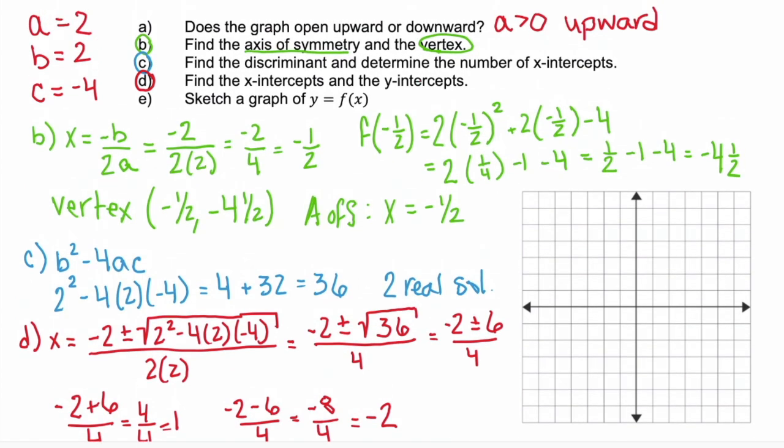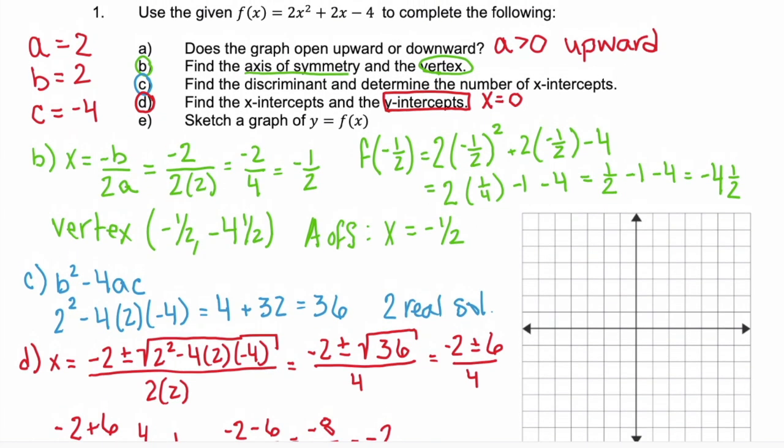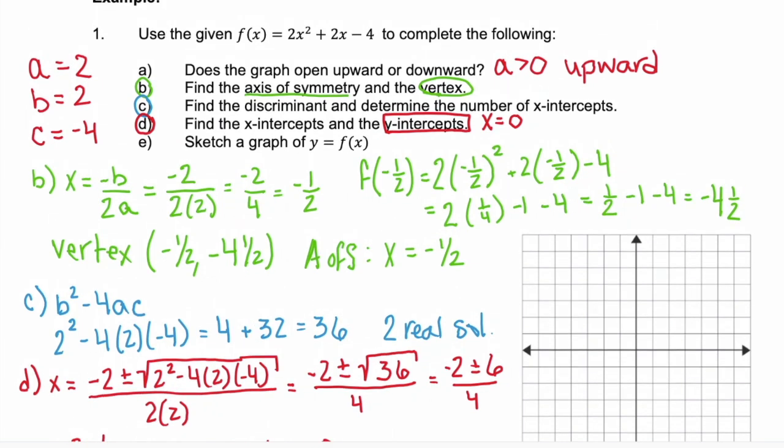Now, solving for the y-intercept. Remember, y-intercepts happen when x equals 0. So if I scroll back to our original function, if we solve this function for f of 0, we get 2 times 0 squared plus 2 times 0 minus 4, or just minus 4 as our y-intercept.